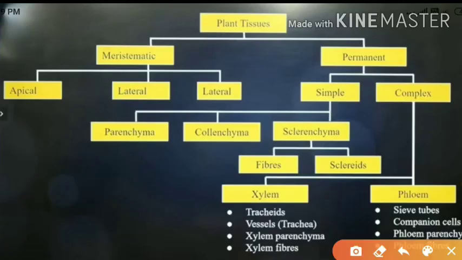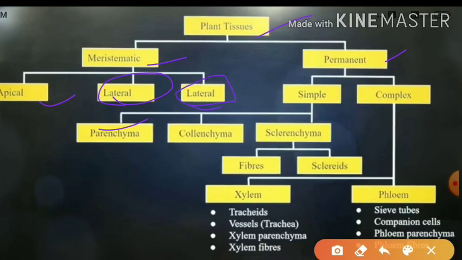This is the basic outline of today's concept: plant tissue is composed of two types, meristematic as well as permanent tissues. Meristematic tissue is divided into apical meristem, intercalary meristem, and lateral meristem, which is the secondary meristem. These are not divided further, whereas permanent tissue is divided into simple as well as complex tissue. Simple tissues are parenchyma, collenchyma, and sclerenchyma. Complex tissues are phloem as well as xylem.